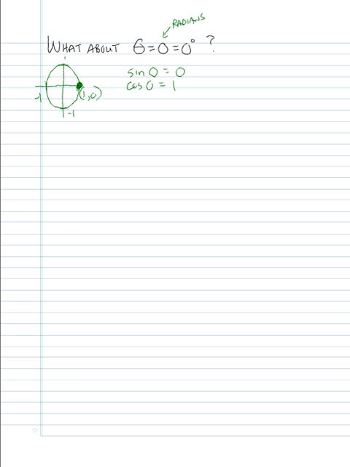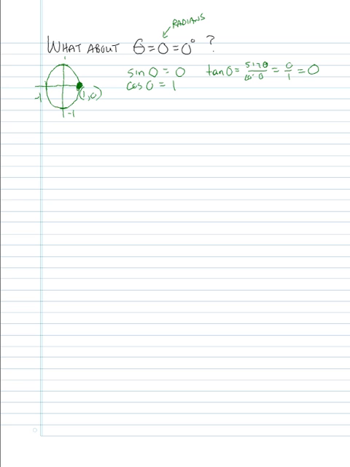Now, what would we have here then? Let's consider the tangent of 0. Well, remember, the tangent is the sine of the angle, 0 in this case, divided by the cosine of the angle. And since the sine is 0, and the cosine is 1, and 0 over 1 is 0, the tangent of theta is 0. The tangent of 0 is 0.